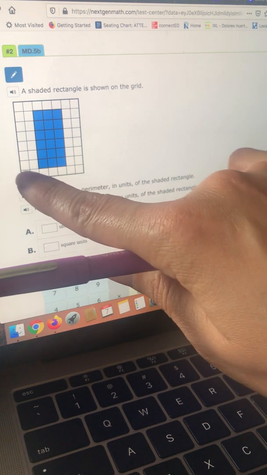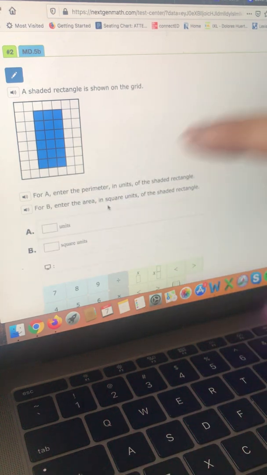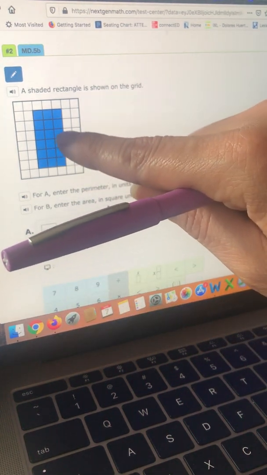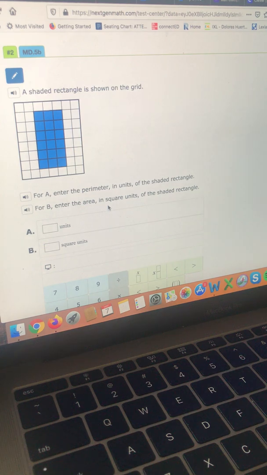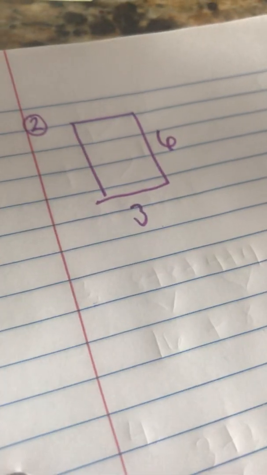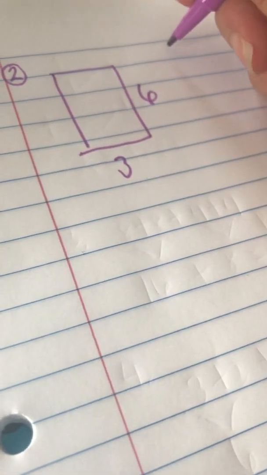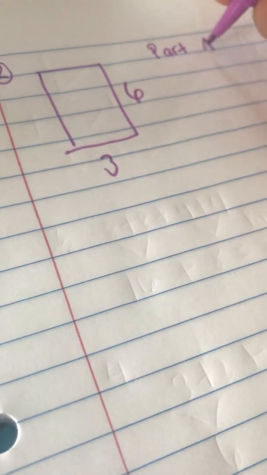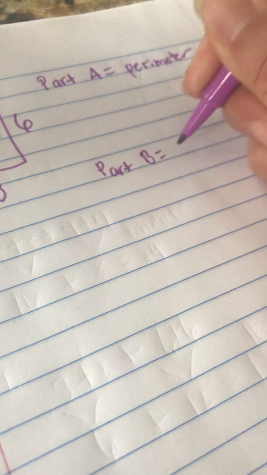I can see here already that this is 3 and my width is 1, 2, 3, 4, 5, 6. So for problem number 2, I'm actually just going to draw a little sketch of it. 3 and 6. So this is what I have here in my notebook. So I'm transferring the information that I have, okay? So that I double check my work. I know I have to find for part A the perimeter. And then for part B, I have to find the area.